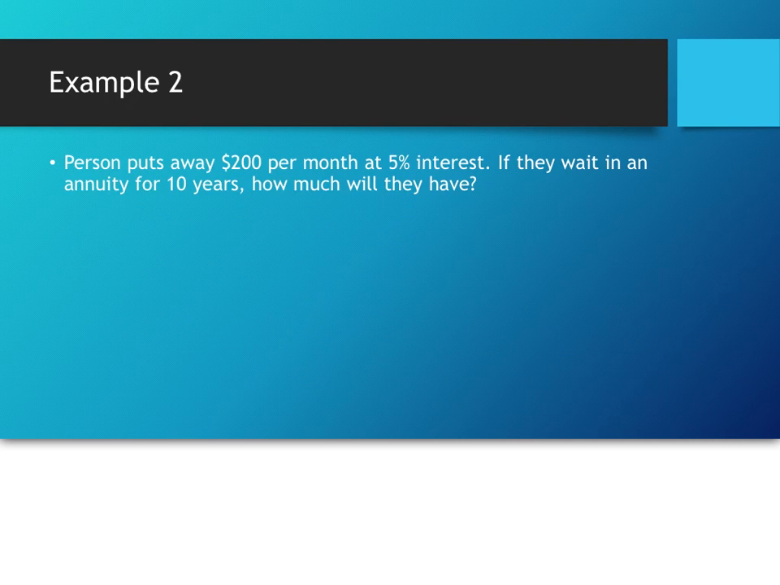Alright, so I want you guys to try this one. A person puts away $200 per month, earning 5% interest. They're going to put that money into an annuity, and they're going to do 10 years. How much will they have? Notice that this one is per month, and we're waiting 10 years. I want you to be aware of that. So again, push pause on the video, take the next few minutes to try this on your own, and then come back and see if you've done it right.